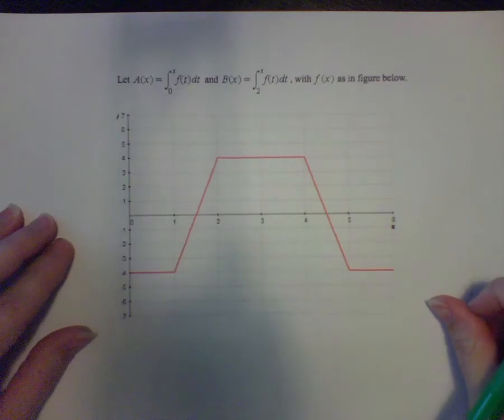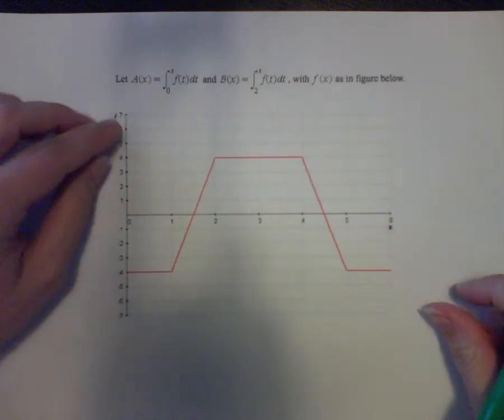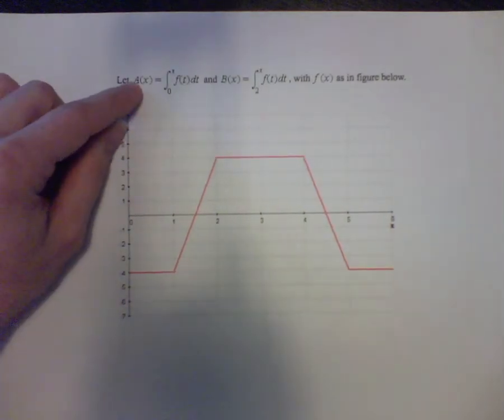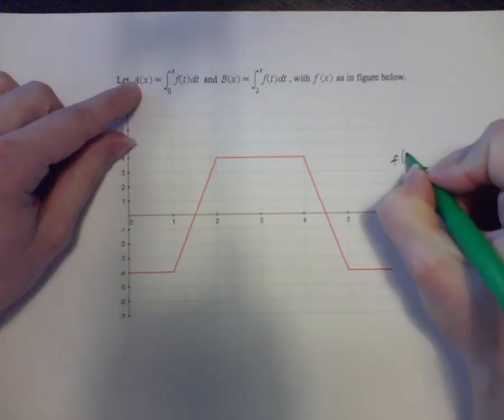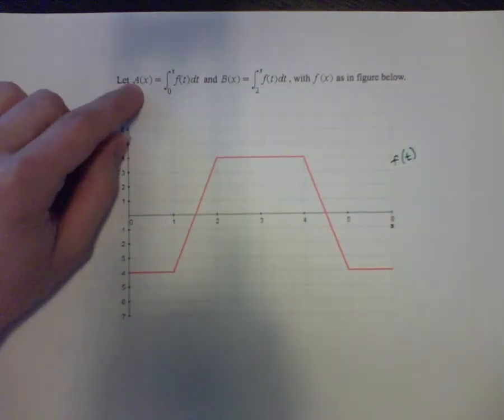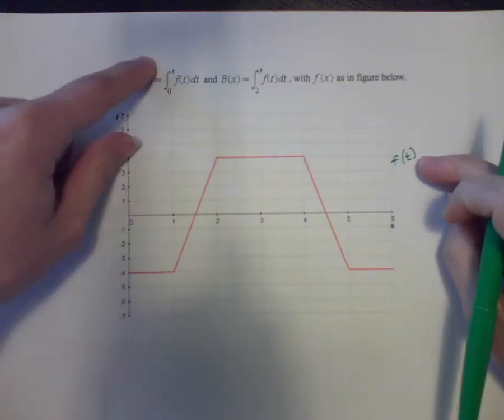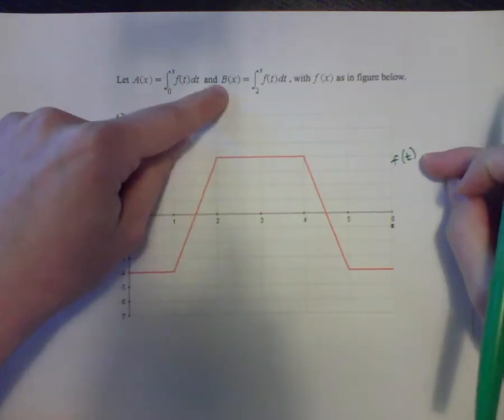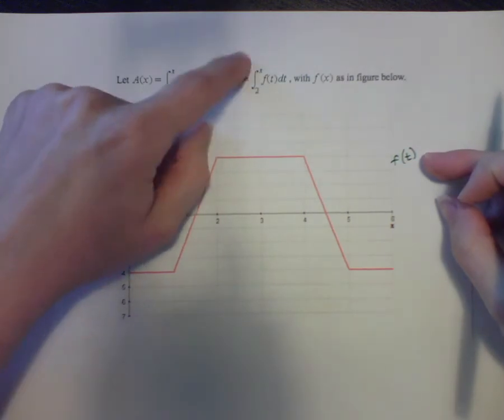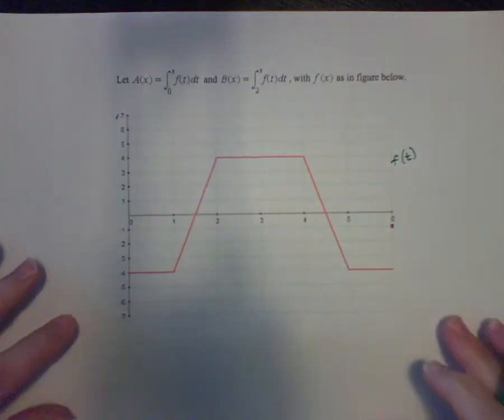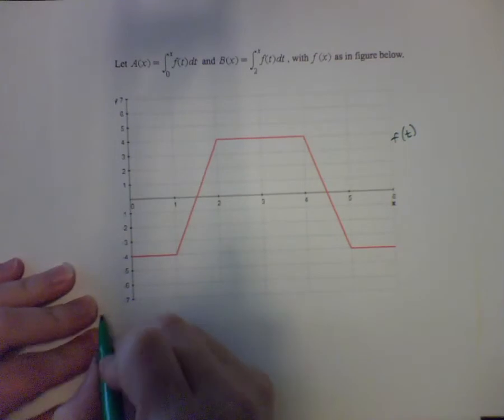And this is another area function. We're going to look at this in 2 different ways. Let's go ahead and say that our a of x function, again, this is my f graph here, is going to be the area under this curve from 0 to x, and my b of x function is going to be the area under this curve from 2 to x. So let's answer a few questions about our two different area functions.